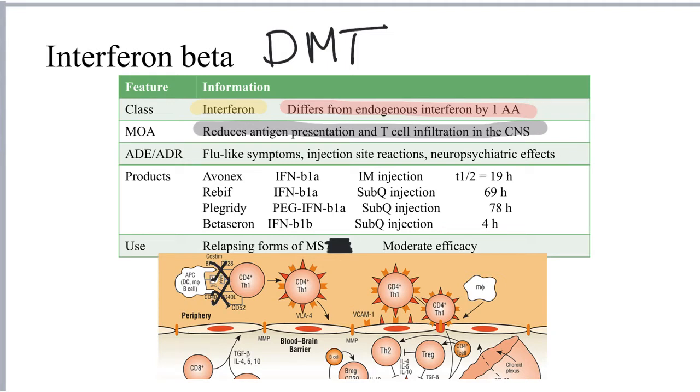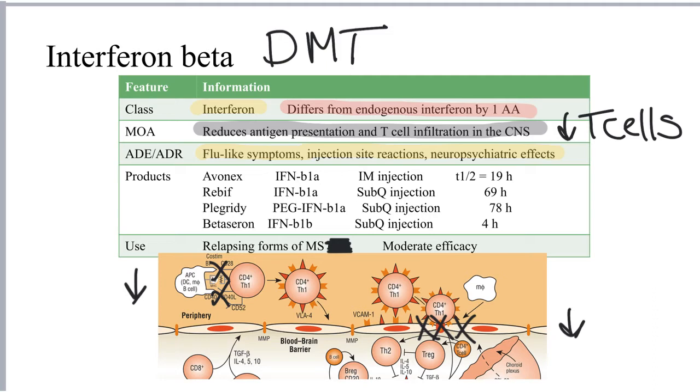By doing this, the result is fewer activated T cells in the body in general, and also fewer activated T cells in the brain and spinal cord. There are some adverse effects to note with the administration of interferon beta, the most common ones being flu-like symptoms, runny nose, cough, etc., as well as injection site reactions. There are some noted neuropsychiatric effects, things like depression, but those are a little bit less frequent than either of the other adverse effects.